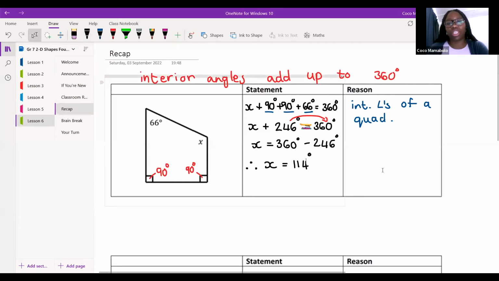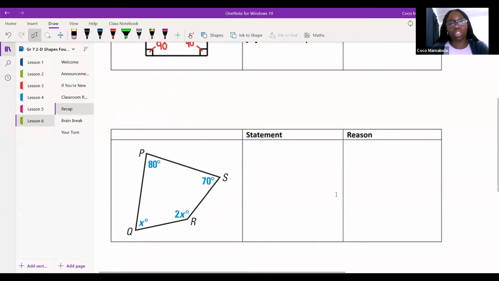Now we need to take it up a step further. I need a brave soul. I think I'm going to ask Carrie. Can you give me my statement for this next example that we're looking at over here? Do you want to unmute?